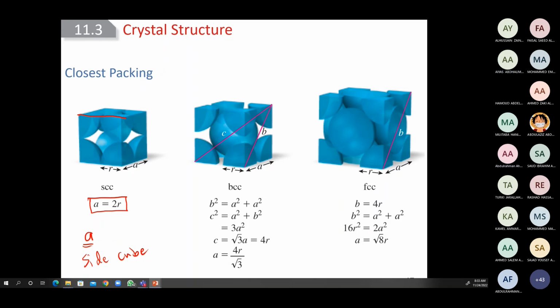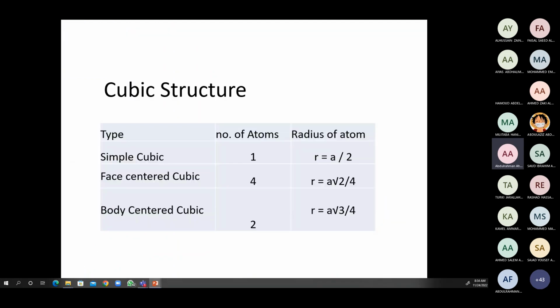If we have body-centered packing, then A will be equal to this value. And if we have face-centered cubic, this face-centered cubic and body-centered cubic, and this is simple cubic structure, then we have this relation. What I did, I made this table for you, which is not available in the original structure, but I want to tell you this table is extremely important. Extremely important. Clear?